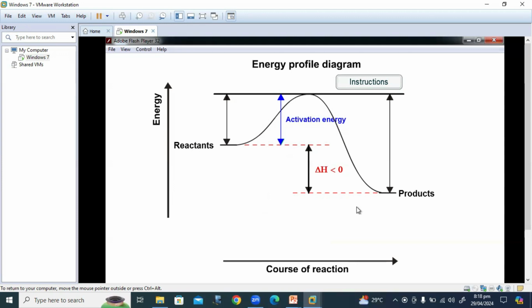Now, if we increase the energy of the reactant and the product energy is decreased, you can see that this one is an exothermic reaction where delta H is smaller than 0. When the reactant is converted into product, it has to release that much energy, which is represented by delta H. So if in the equation delta H is given with a negative sign, it means that the reaction is exothermic. If it is given with a positive sign, it means that it is endothermic.